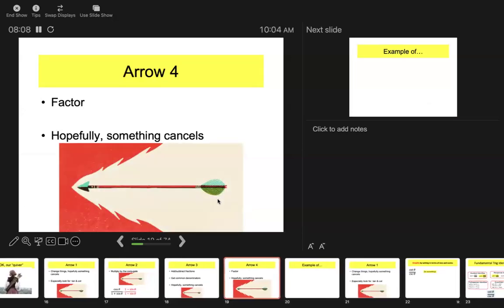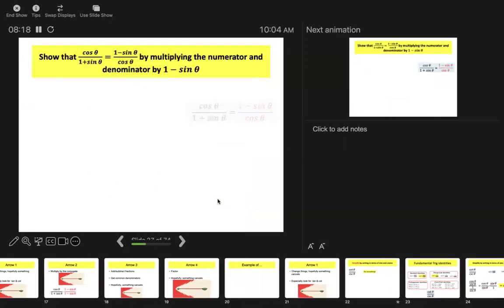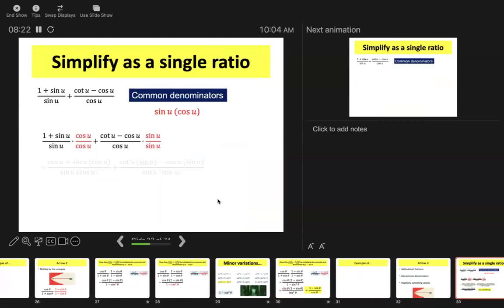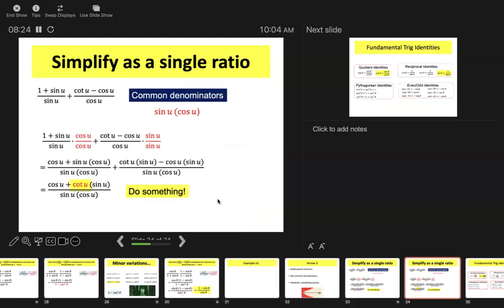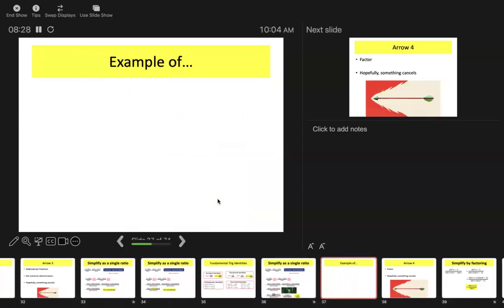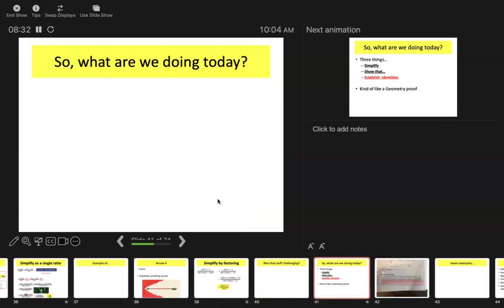Now, the issue with all of these is I'm not telling you which one to do. And by the way, you'll never know which one to do until you actually get into it. Okay. I had examples of all of them, but I'm going to skip. They were the same examples as yesterday. I'm just going to skip to the new stuff. And we will do all 4 arrows today in some form or fashion.